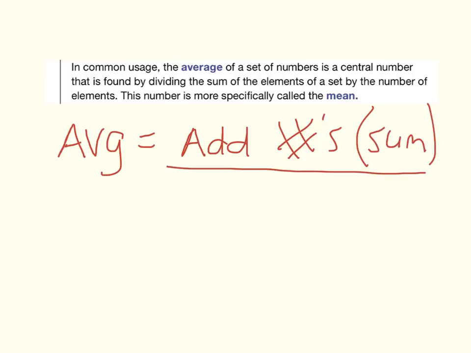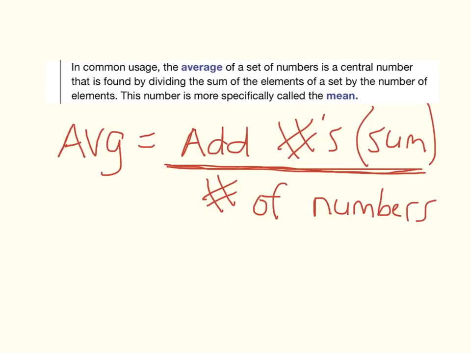And then you're going to divide that. This is a fraction bar. That means to divide by the number of numbers that you have, how many numbers you have. That's how you find the average. This is also called the mean. So the average and the mean are the same thing. Make sure you have that in your notes, the definition as well as what I've written.